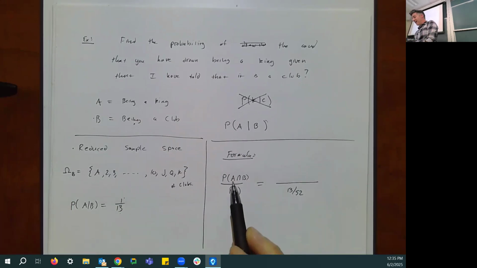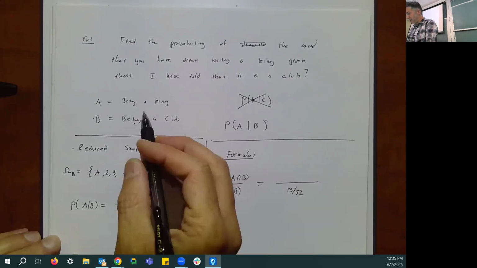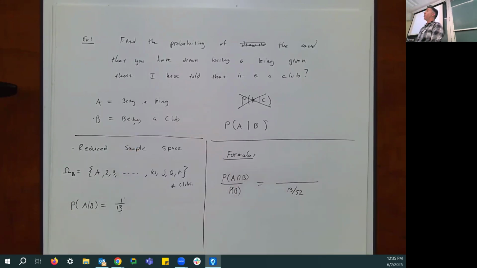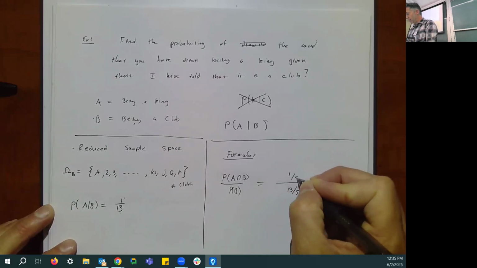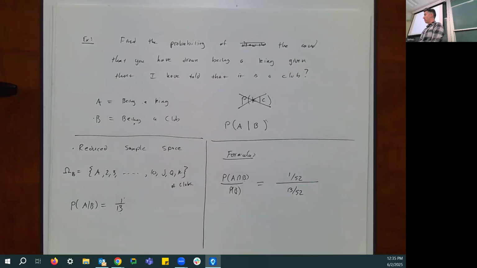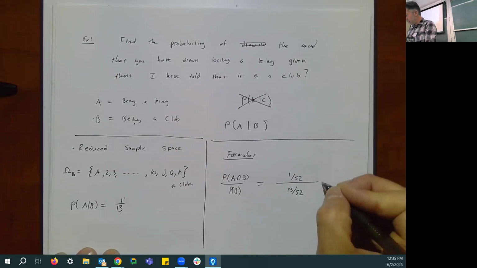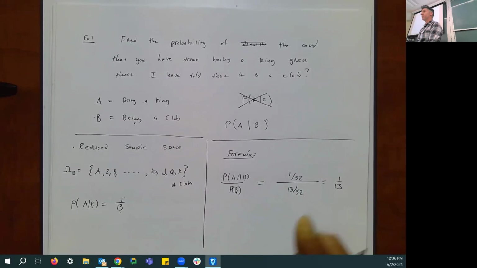And then A and B, that's being a king and being a club. Well, there's one king of clubs. So there's a 1 out of 52 chance that your card is both a king and a club. And then obviously the 52s cancel here, and we also get 1 out of 13.